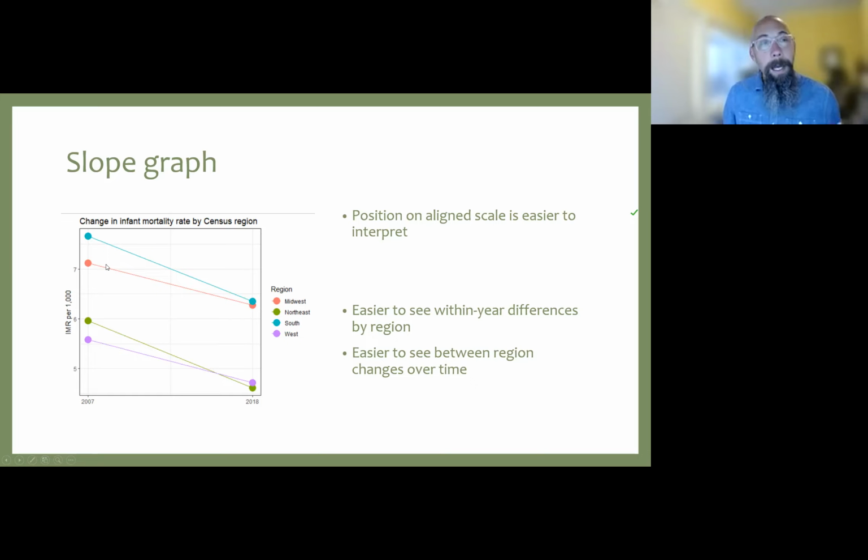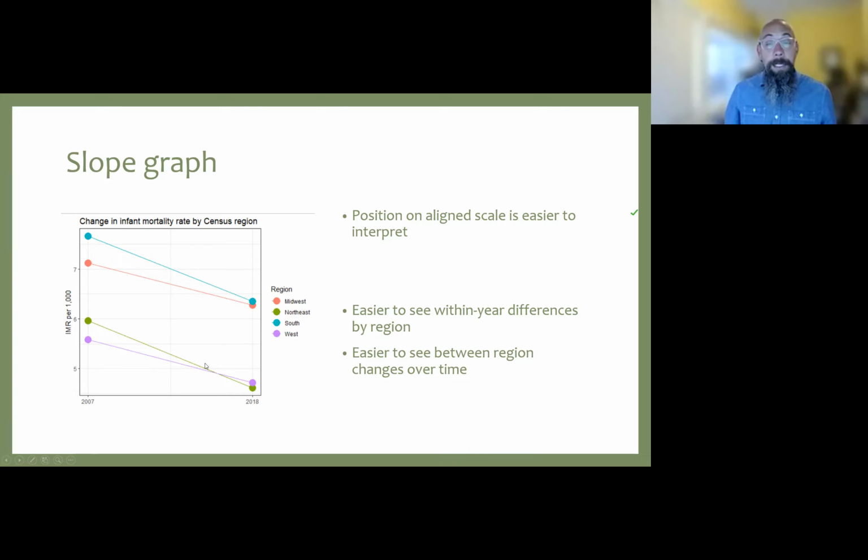And the connecting line actually borrows from another of Cleveland's cues, which is angle or direction. And we're not great, but pretty good, at distinguishing when a slope is steeper or not. So what a slope graph does is tell us that within each year we can see the regional difference, and between years we can see the difference in slopes.